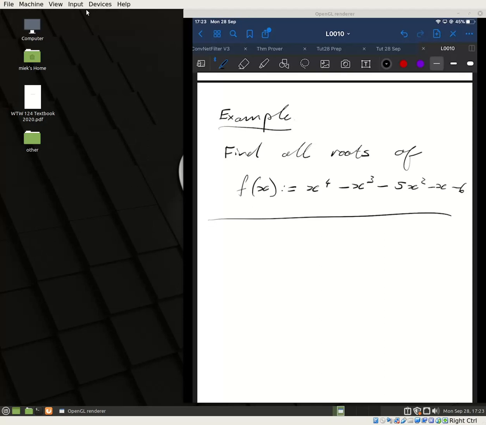Okay, so now we have seen strategies to find roots of polynomials. And now we will look at some examples. Let's take a look at this example. Question is, find all the roots of the following polynomial.